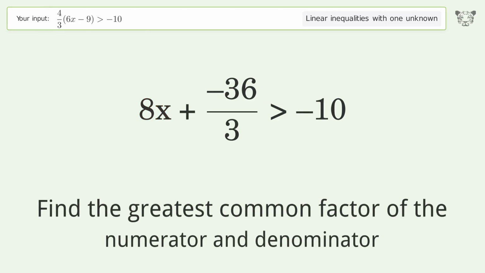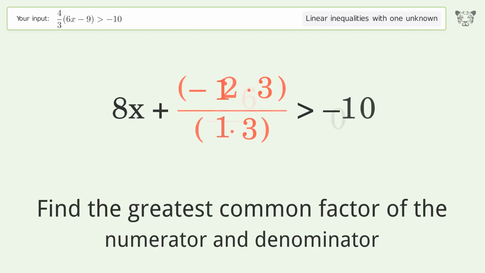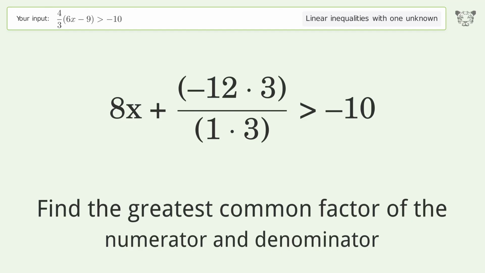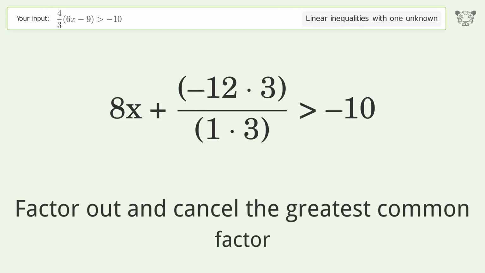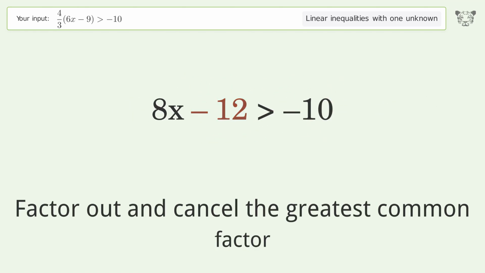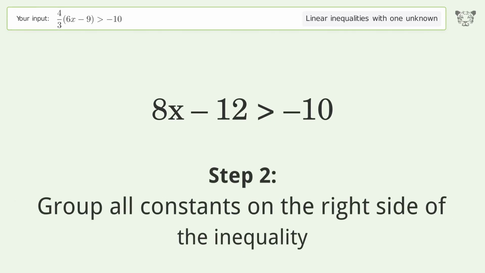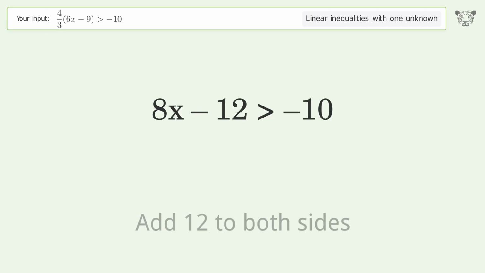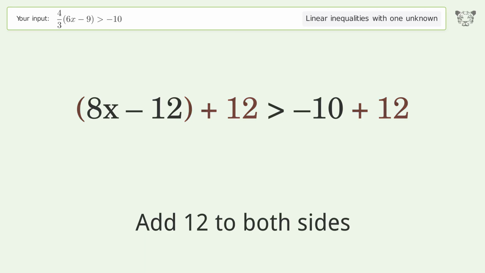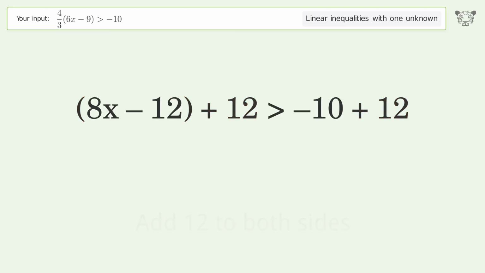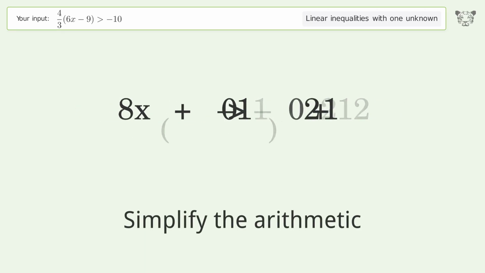Find the greatest common factor of the numerator and denominator. Factor out and cancel the greatest common factor. Group all constants on the right side of the inequality. Add 12 to both sides. Simplify the arithmetic.